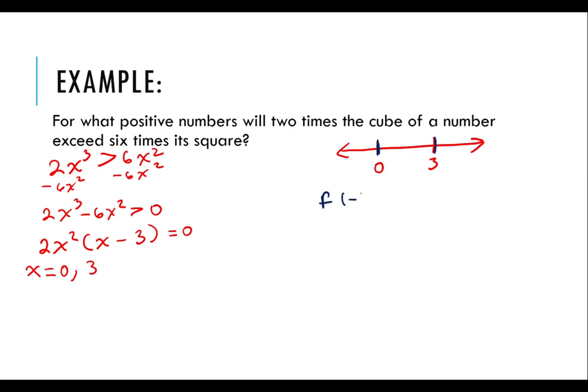How about f of negative 1? F of negative 1 is going to be negative 1 quantity squared, which is positive 1, times 2 is 2. And then negative 1 minus 3 is negative 4. And that's going to be a negative number.